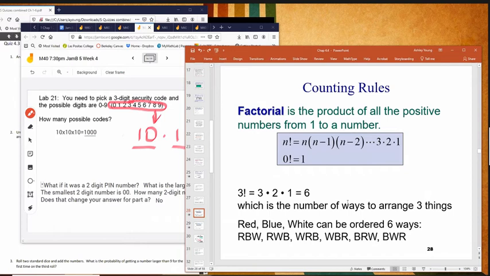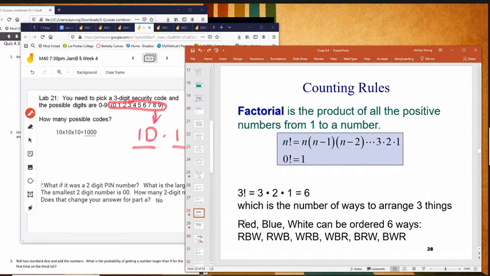That's also the number of ways to arrange 3 things. So for example, red, blue, and white can be ordered 6 ways. Here they are. Why is that? Because for the first color, how many options do I have? Red, blue, white. I have 3 options. Once I choose one of them, then for the second color, I only have 2 options left. And once I choose that one, then I only have 1 color left to pick from. Does that sort of make sense?